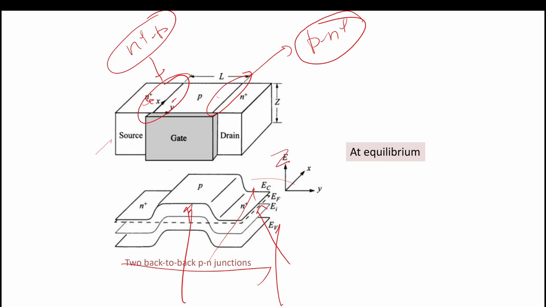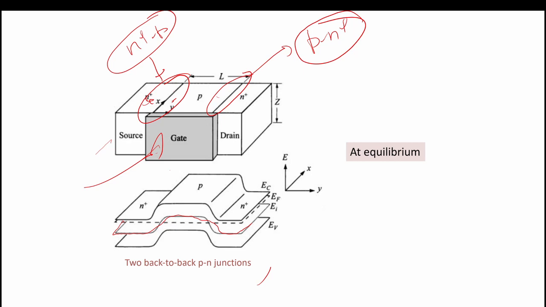So now this other light black line is nothing but the intrinsic Fermi level. The distance between them is the intrinsic, so it will follow the conduction band and the valence band. And in this region, as we apply a positive voltage at the gate, what will happen?